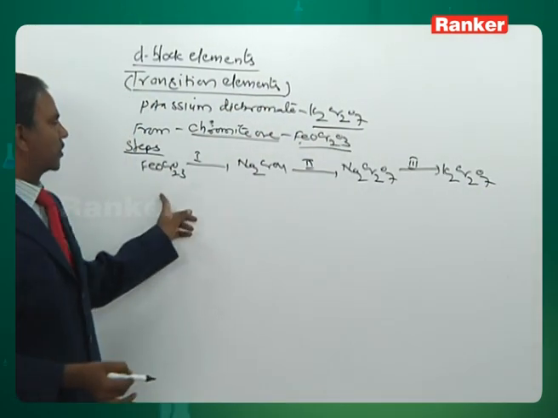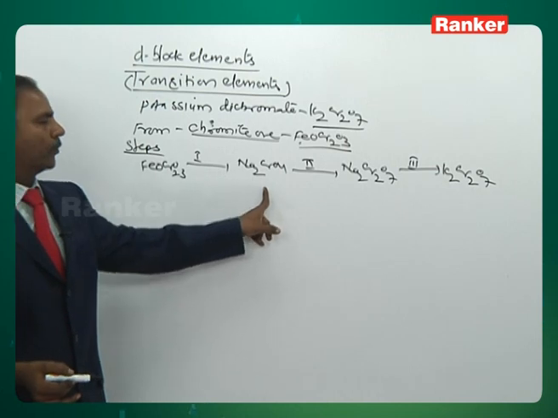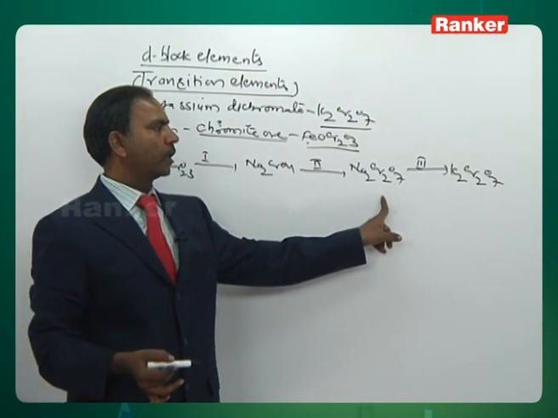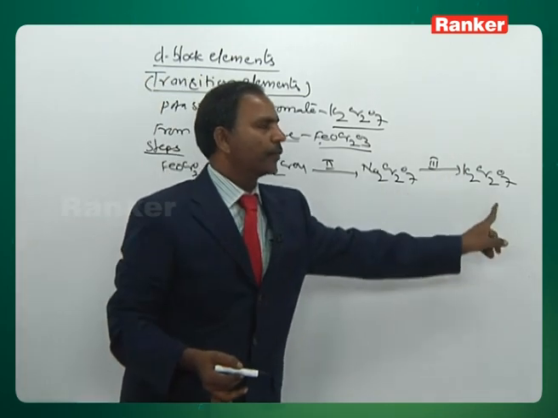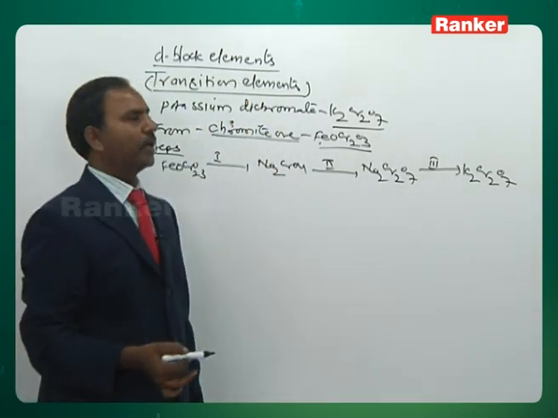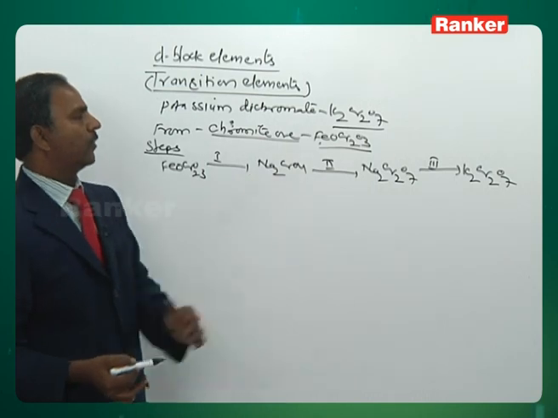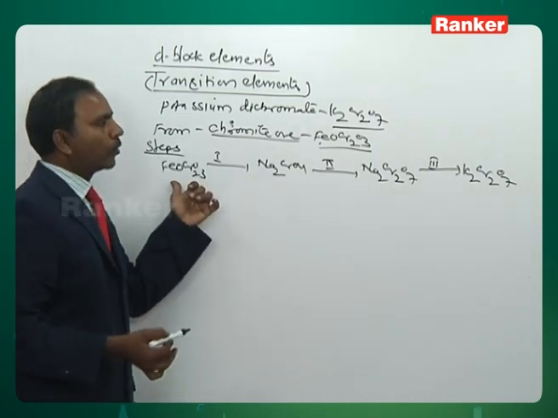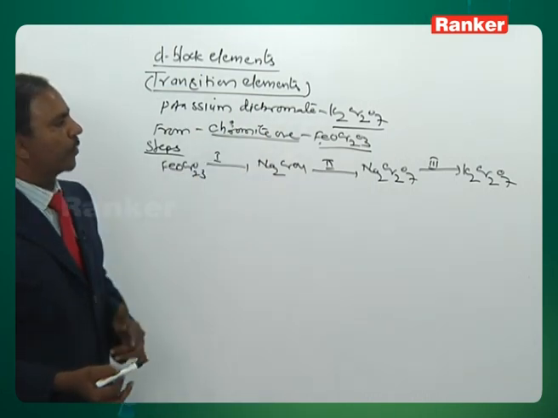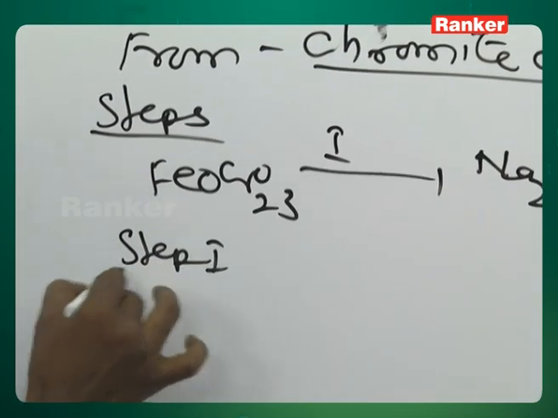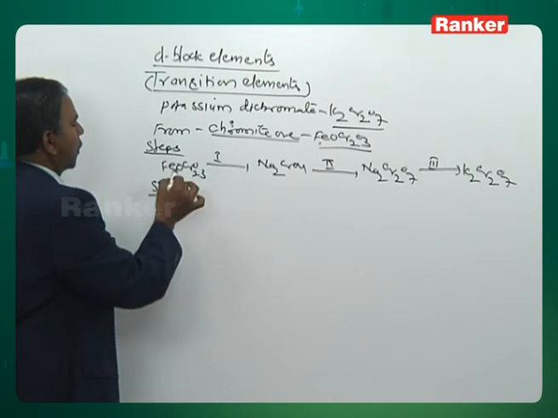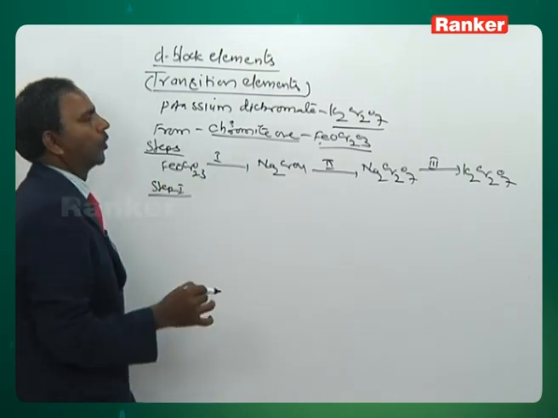So chromite is first converted to sodium chromate. Sodium chromate in the second step is converted to sodium dichromate. Sodium dichromate in the third step is converted to potassium dichromate. Let us see in what way we can convert chromite ore to potassium dichromate in 3 steps. Let us take step 1. Now, chromite ore is converted into sodium chromate.